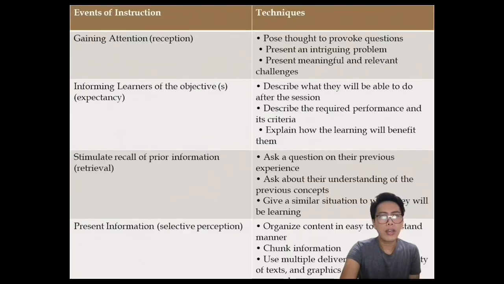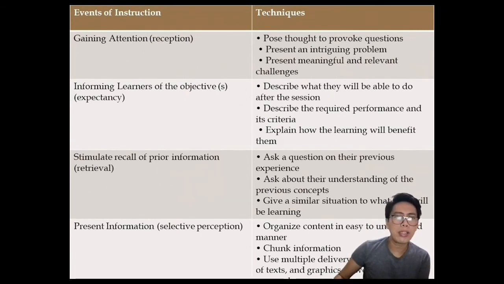Okay, so I have here the 9 events of instruction according to Robert Gagne and the techniques. For gaining attention, pose thought-provoking questions, present an intriguing problem, and present meaningful and relevant challenges. So number 2, informing learners of the objective. So describe what they will be able to do after the session. Describe the required performance and its criteria, and explain how the learning will benefit them.